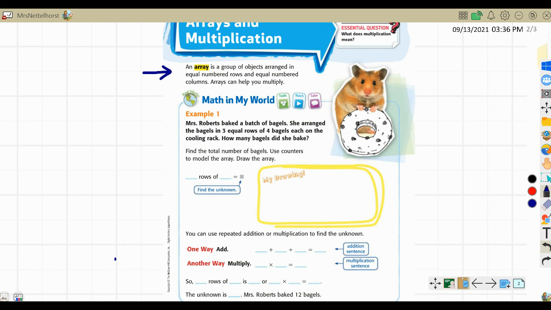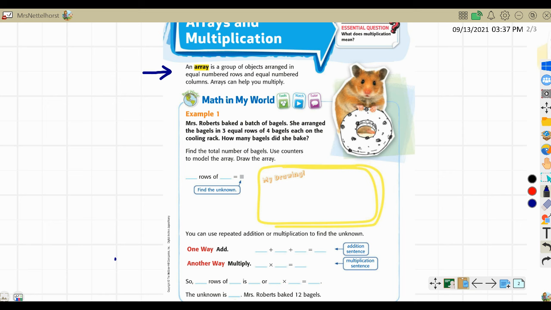Okay, now let's adjust our picture by reading the numbers. Here we go. Mrs. Roberts baked a batch of bagels. She arranged the bagels in 3 equal rows of 4 bagels each on the cooling rack. Okay, now in your imagination, now only put 3 rows of 4 bagels.